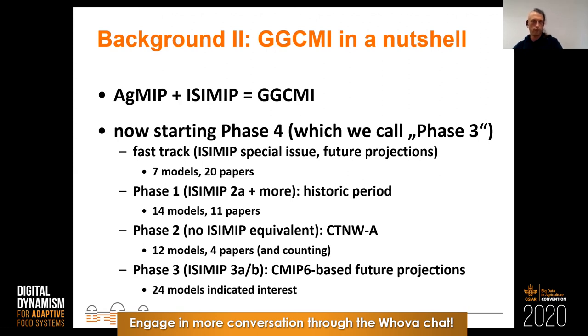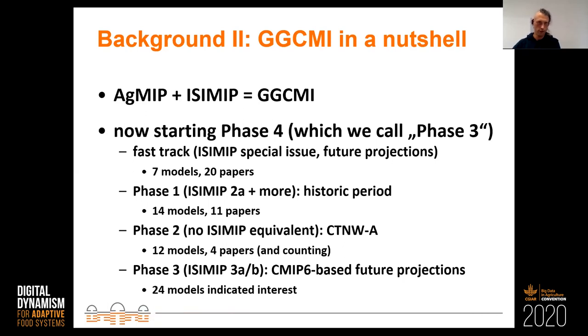And if you want, that's a remake of the fast track. So this time it's not CMIP5, but CMIP6 based future projections driving the models. This time we have 24 modeling groups indicating interest in participating. We will see how many deliver results in the end, but the interest is much larger than in the beginning. And also we've improved quite a bit on the input model harmonization that we provide apart from the climate inputs.